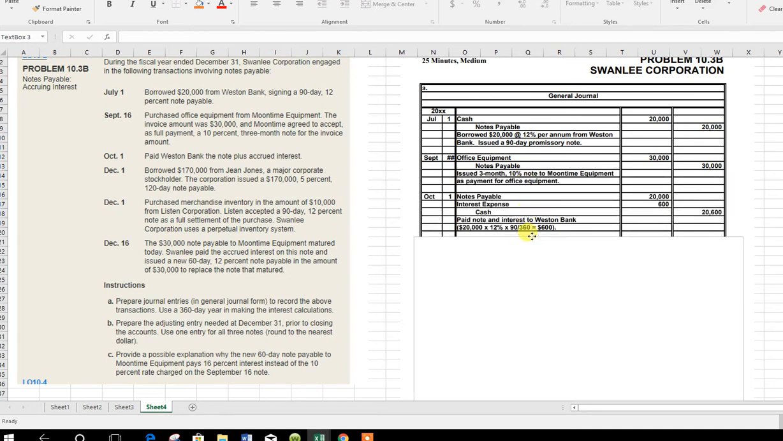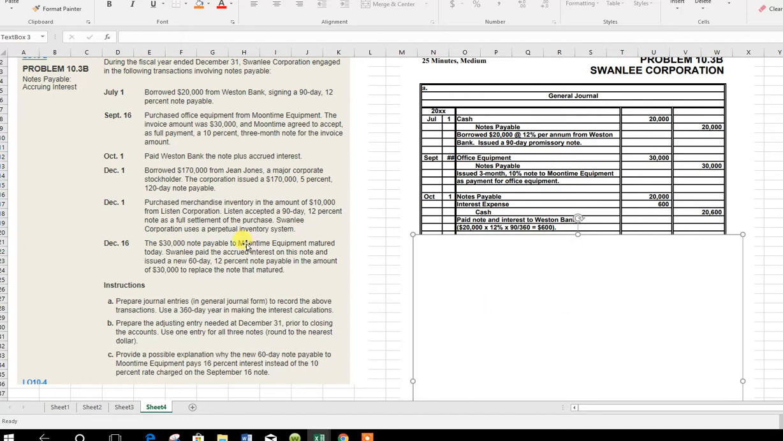So let's talk about that first. I know I'm going to pay off the notes payable, so debit the notes payable to get it off your books. Plus I'm going to pay interest expense that I need to get in year XX. So principal times rate times time is 20,000 times 12% times, I would have just done 3/12 instead of 90 over 360. It's $600, so I'm going to pay back $20,600.